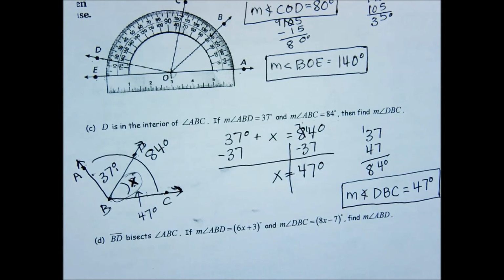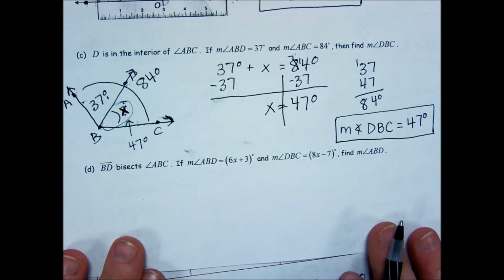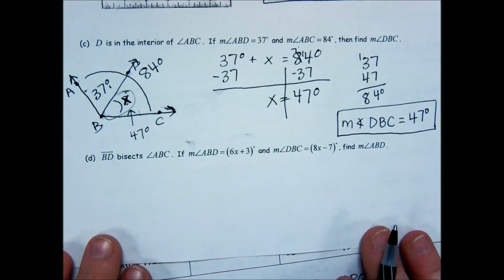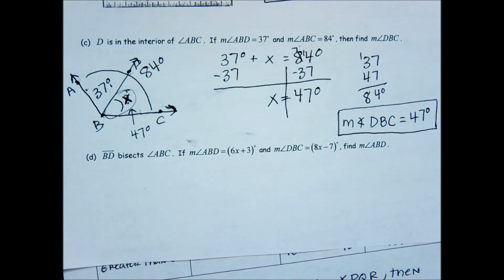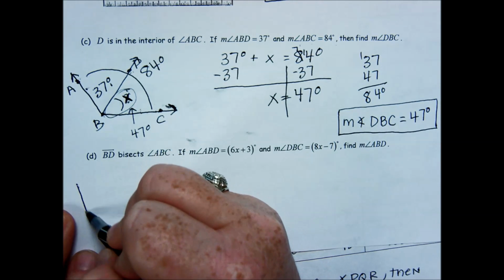All right, let's try the last one. The last one says BD bisects ABC. If the measure of angle ABD is equal to 6x plus 3, and the measure of angle DBC is equal to 8x minus 7, find the measure of ABD. So that's great. We have another word problem, but we don't have a picture. So the first thing we need to do is draw a picture.